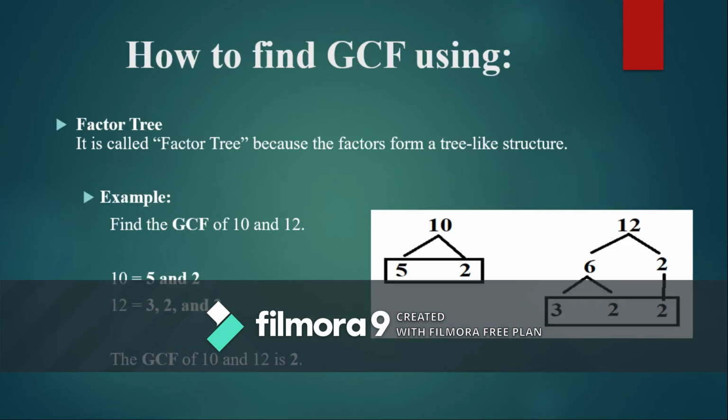How to find GCF using factor tree? It is called factor tree because the factors form a tree-like structure. Take a look at this picture. Okay, let's move forward. For example, find the GCF of 10 and 12. We have 5 and 2 for 10, 3, 2, and 2 for 12. Take a look again at the picture. The GCF of 10 and 12 is 2.